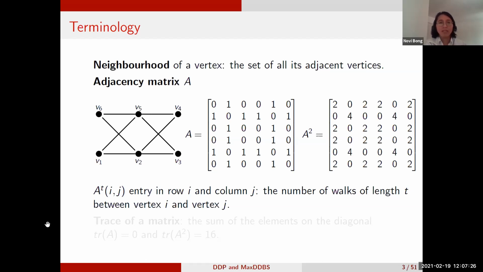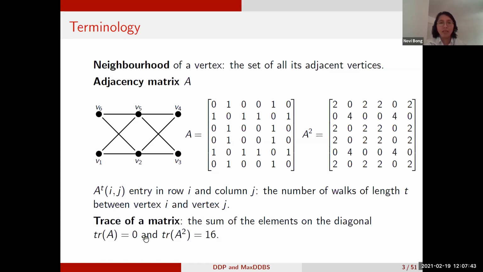In general, if you raise the adjacency matrix to the power t, the entries give us the number of walks of length t between vertex i and vertex j. The trace of a matrix is the sum of the elements on the diagonal. The trace of A is 0, and the trace of A squared in this case is 16, which is 2 times the number of edges, because that is the sum of the degrees.